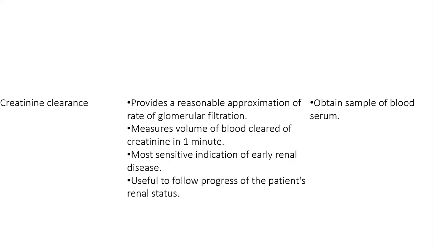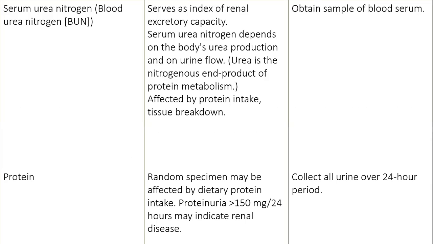And we can obtain a sample of blood serum for performing creatinine clearance. Serum urea nitrogen, blood urea nitrogen, BUN. It serves as an index of renal excretory capacity, and serum urea nitrogen depends on the body's urea production and on urine flow. It is affected by protein intake and tissue breakdown. For this also, we have to obtain a sample of blood serum.